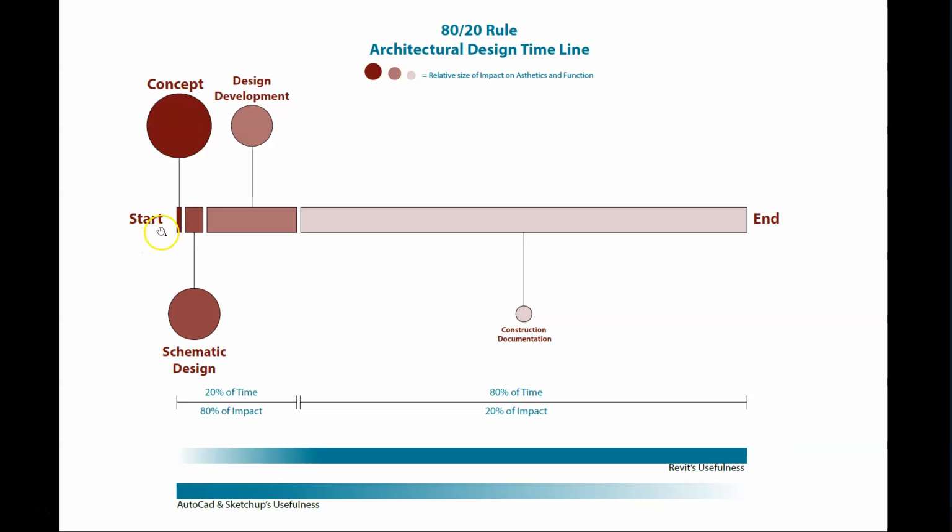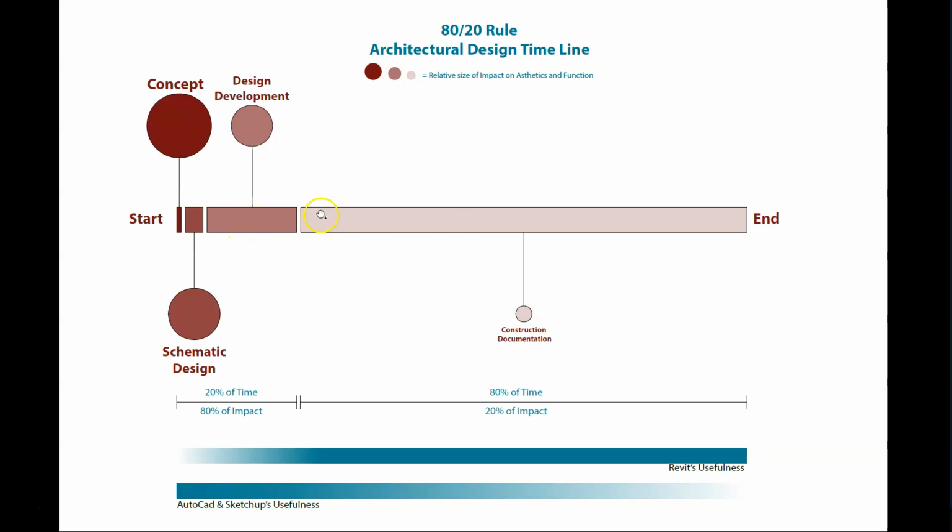Your concept phase of an architectural project might be quite small, yet it's going to have a big impact on the aesthetics and function of the project. The next phase, schematic design, let's say maybe it takes a little longer, but not too long. It's going to have a pretty big impact. Design development, you're going to start to get into a little bit of details of the building, but not too much. There's going to be a lot of changes. You're working with the client and whatnot. It's going to have some impact. And that's all about 20% of the project, give or take.